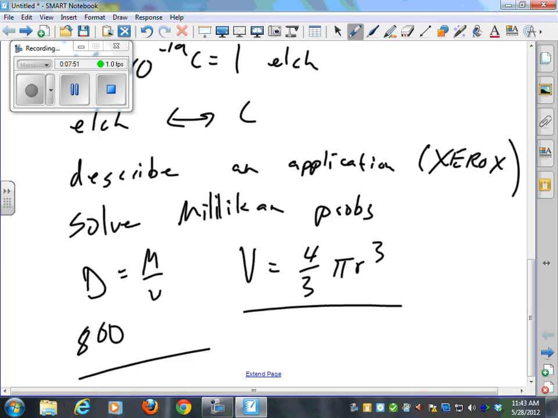Is there anything else that I talked about in the last few weeks when we were solving Millikan problems? The worksheet that has a picture of our friend Millikan on it has those formulas, and you did questions like that.